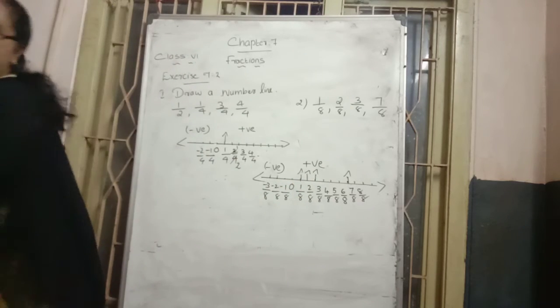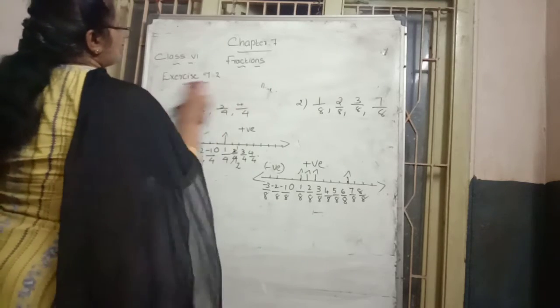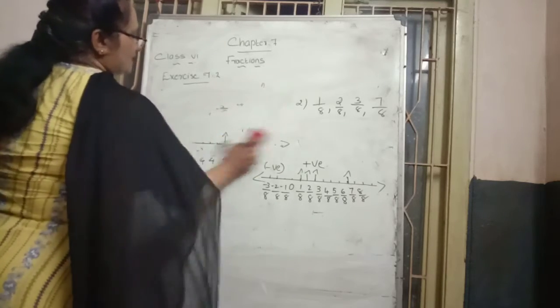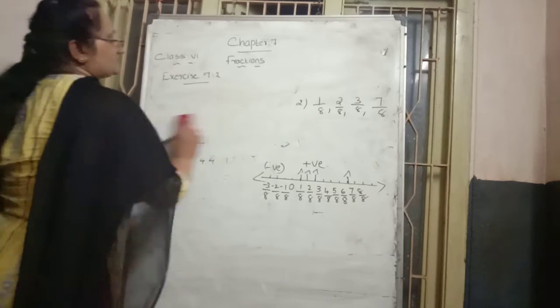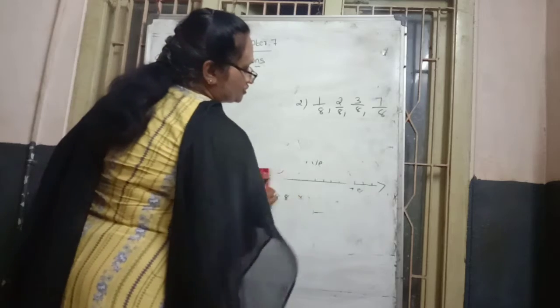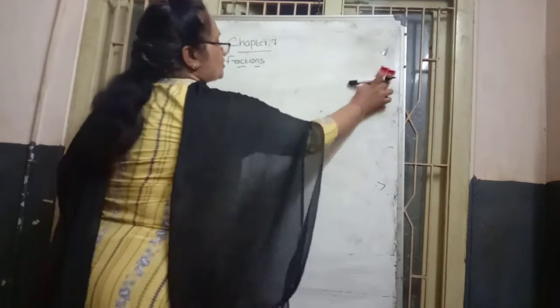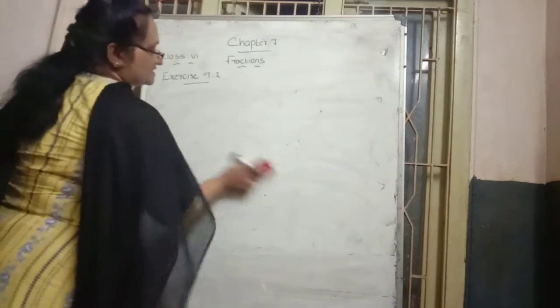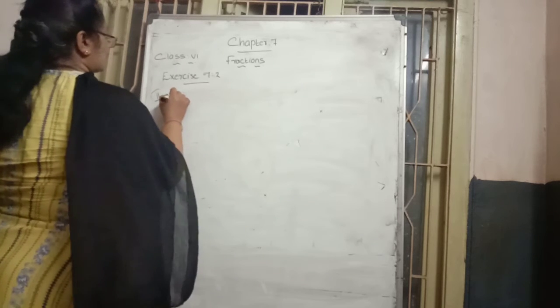Next question, the second Roman numeral. They ask to express as a mixed fraction. An improper fraction is given there; convert that improper fraction to a mixed fraction. How to convert an improper fraction to a mixed fraction? Next, read the second Roman numeral in that second exercise.